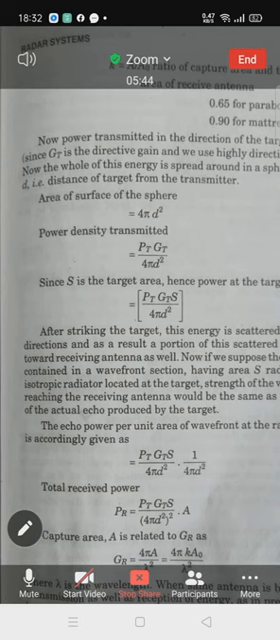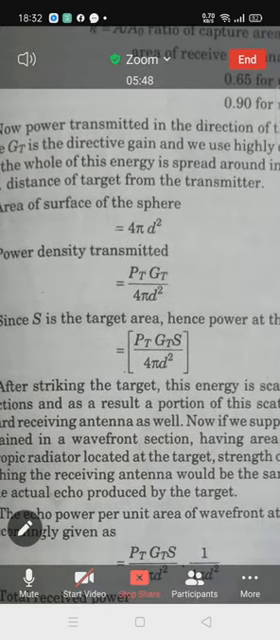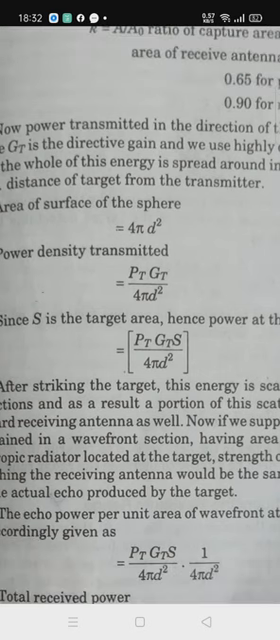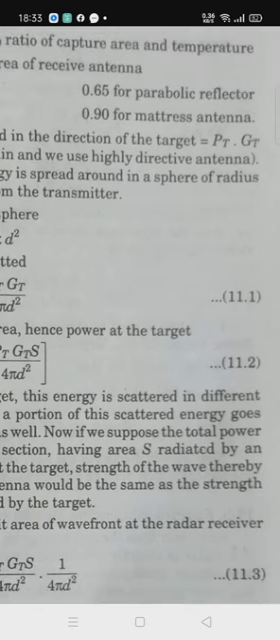Now the power transmitted in the direction of the target, that is, when the electromagnetic waves are transmitted from the transmitting antenna into the atmosphere in the direction of the target, is equal to PT into GT, where GT is the directive gain, since we use highly directive antennas.